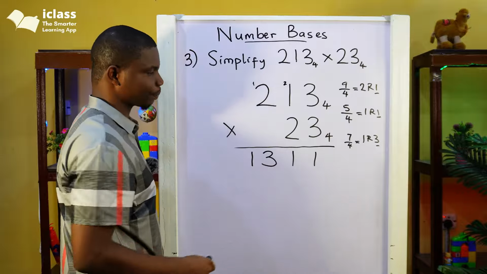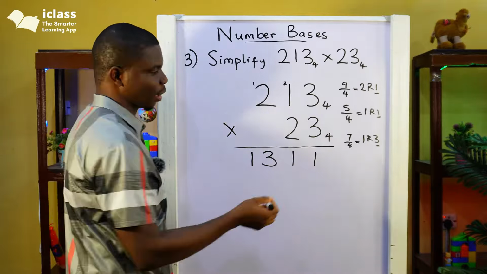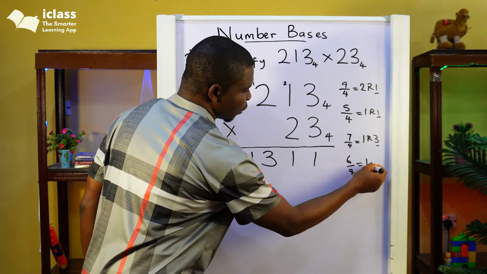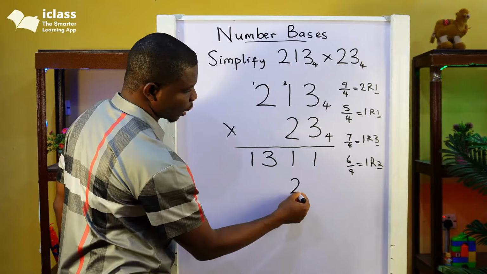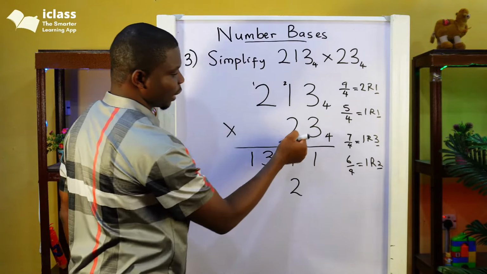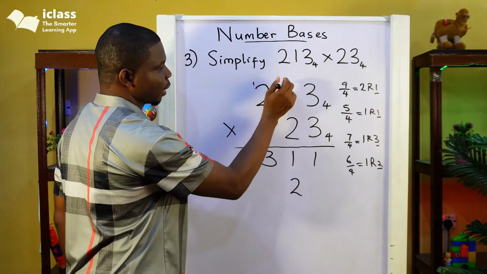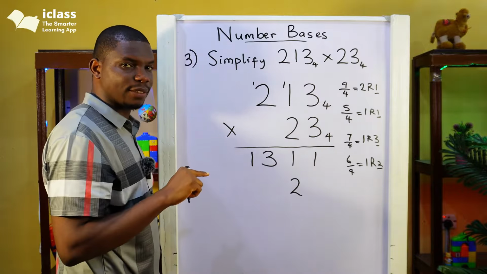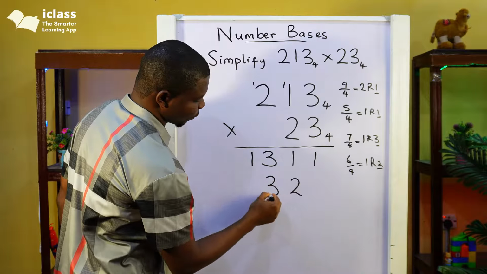1 here. Then we go 2 times 3 is 6. Instead of writing 6, we say 6 divided by 4. This is going to give us 1 remainder 2. We write the remainder, which is 2, and then take 1 to the next place value. So I put in 1 here. 2 times 1 is 2 plus 1 is 3. So we write 3 here.